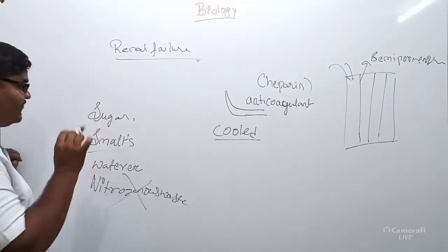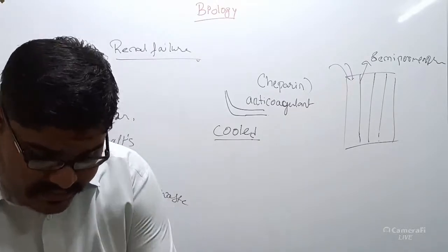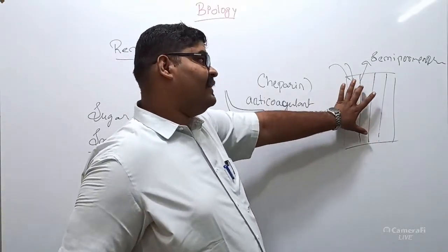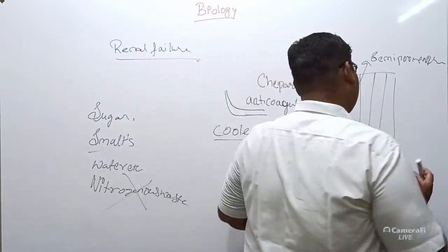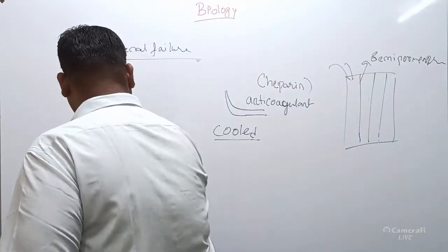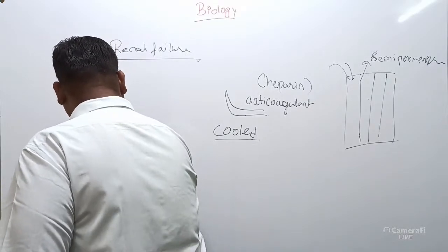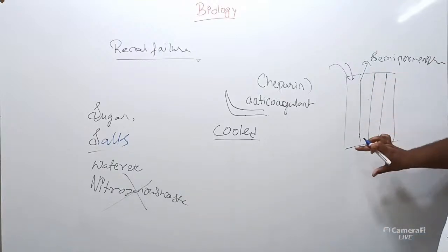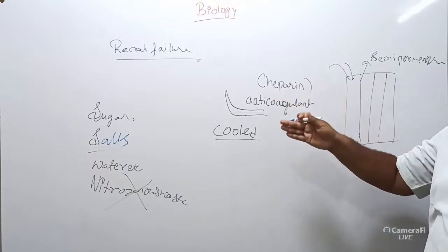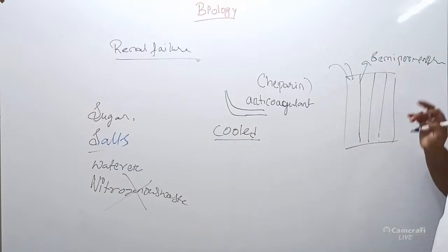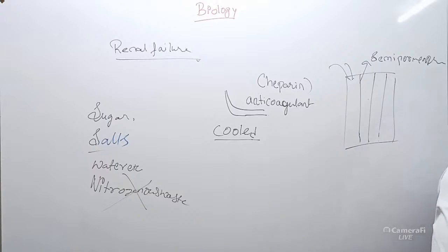So nitrogenous waste will not be there in the dialyzing solution. In the first compartment the blood is entering, and these two compartments are separated by a semi-permeable membrane. In the second compartment, we have the dialyzing solution, which is rich in sugar, salts, water, etc. Both are separated by a semi-permeable membrane. You have already studied diffusion and osmosis.